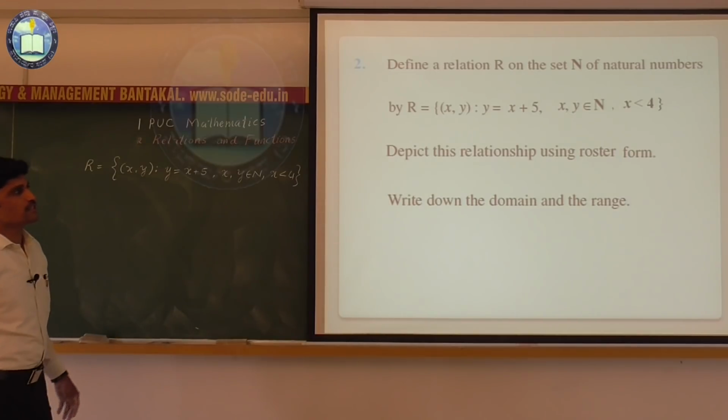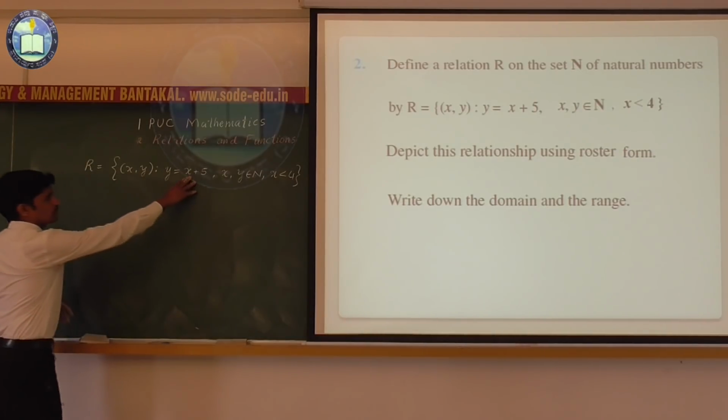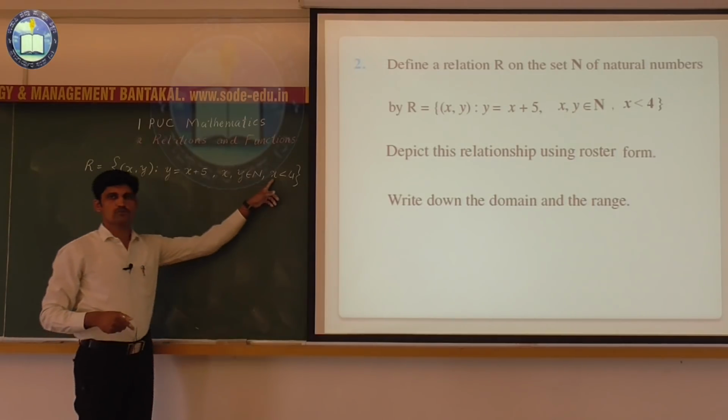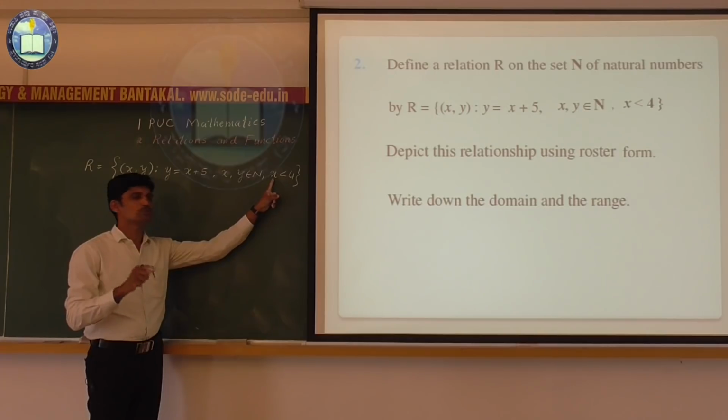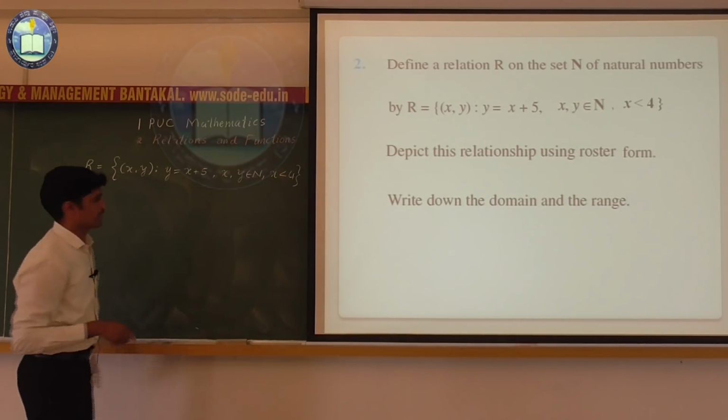Depict this relationship using roster form. Write down the domain and range. Here this is similar to the previous problem. Whenever we give x equal to 1, 2, 3, possible values for x are only 1, 2 and 3. 4 is not less than 4. So only 3 values for x.